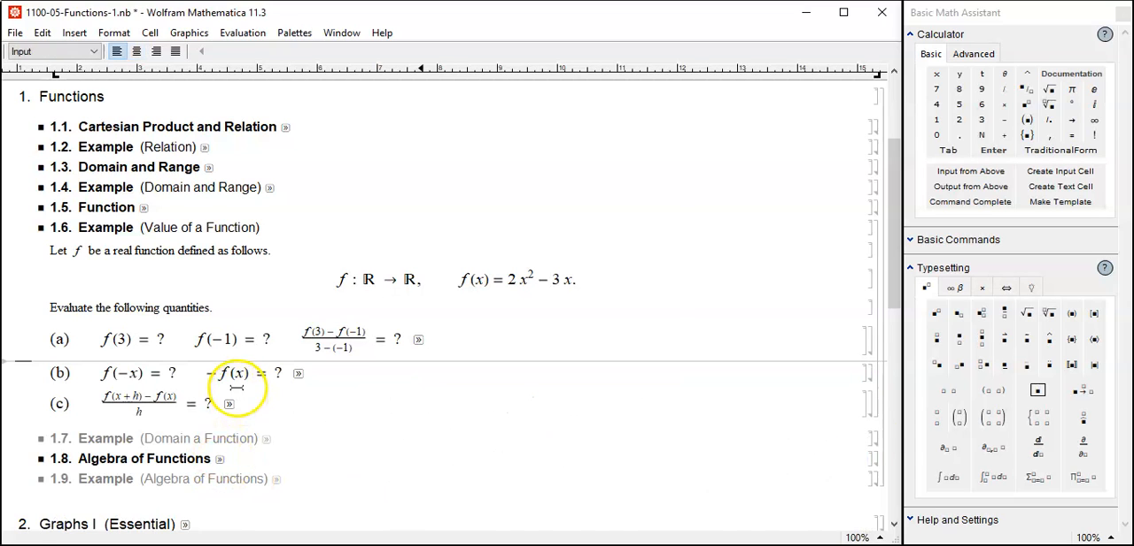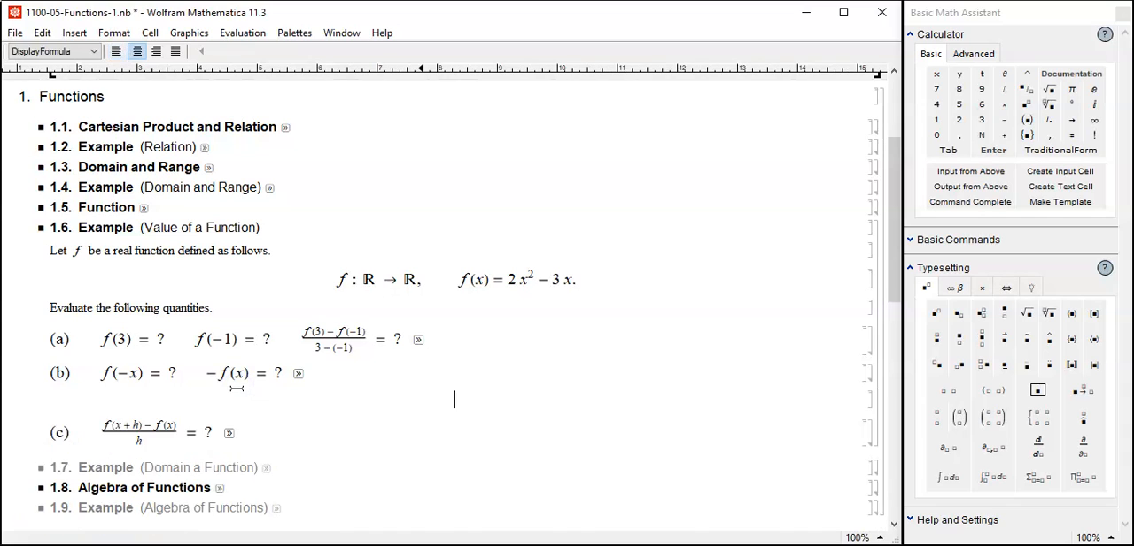How about the next problem here? Again, this is a substitution problem. I want f of negative x, right? So I'm going to substitute negative x in place of each x. And there you go, substitution complete. And we can simplify. Negative x squared is just x squared. So 2x squared, negative, negative, positive. And that's the answer.